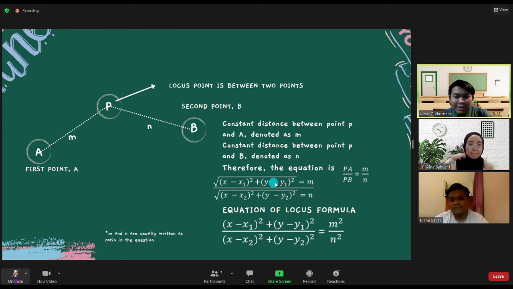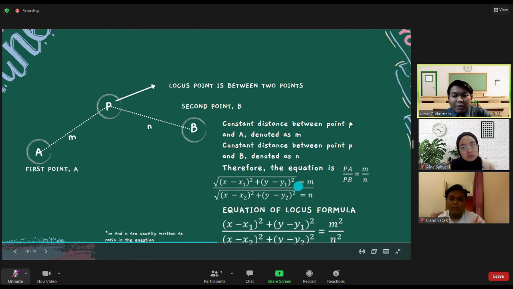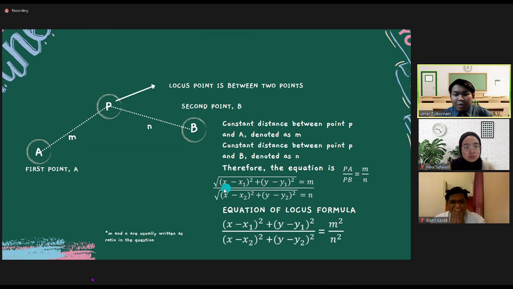So the equation is not much different. It's still the same, but we are using a different writing in the formula. As you can see, this is a little bit of a problem because my computer mistakenly generated it and it cannot revert it back. So you can focus on the below equation of the locus formula here.